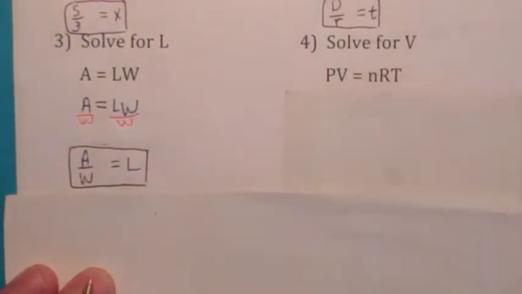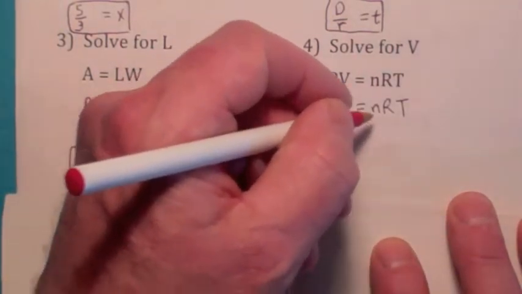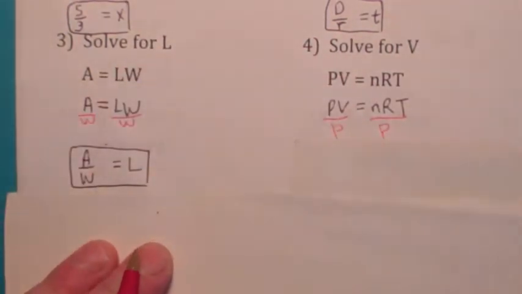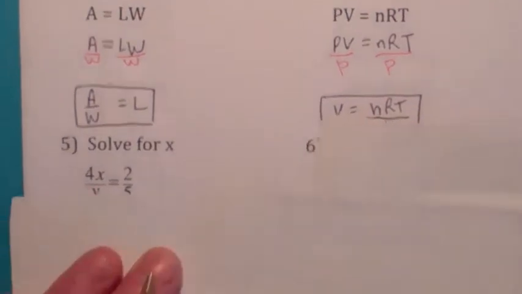Let's see. Here's an equation you might use in chemistry class. P times V equals N times R times T. If you want to solve for V, the coefficient of V is P. So all you've got to do is divide both sides by P, or multiply by 1 over P. So there's your answer. V equals N times R times T over P.